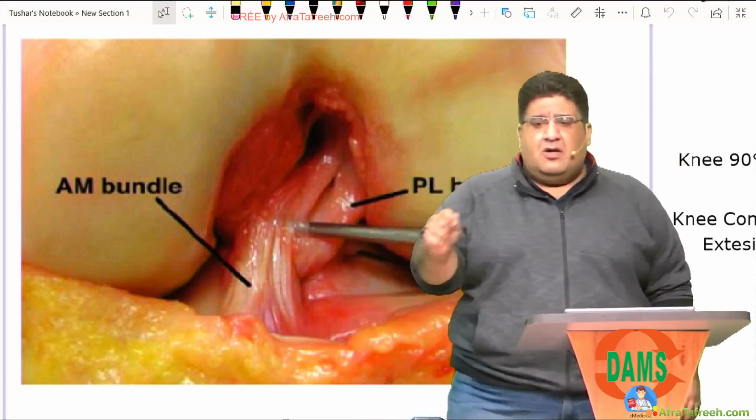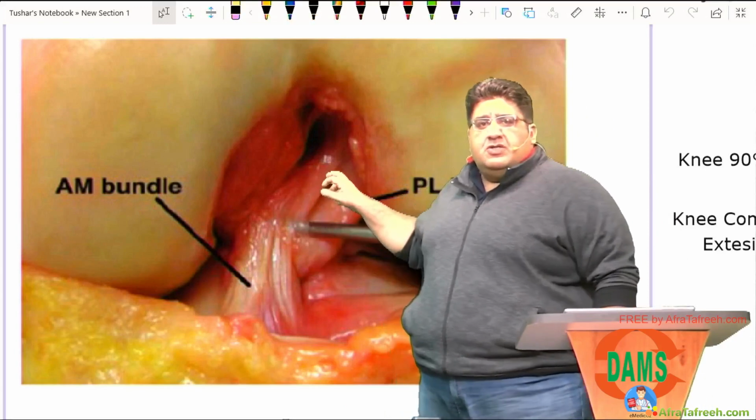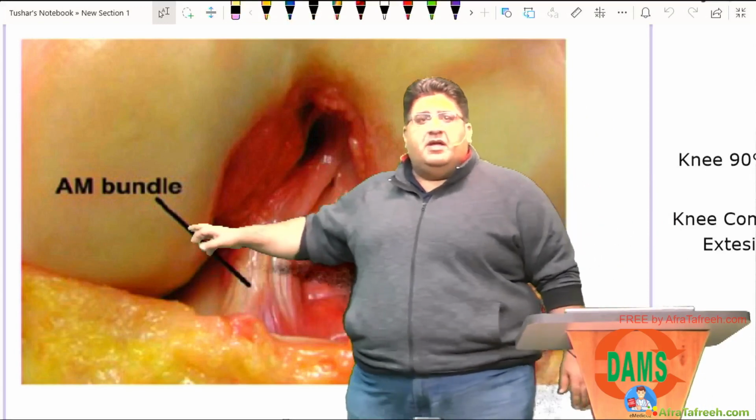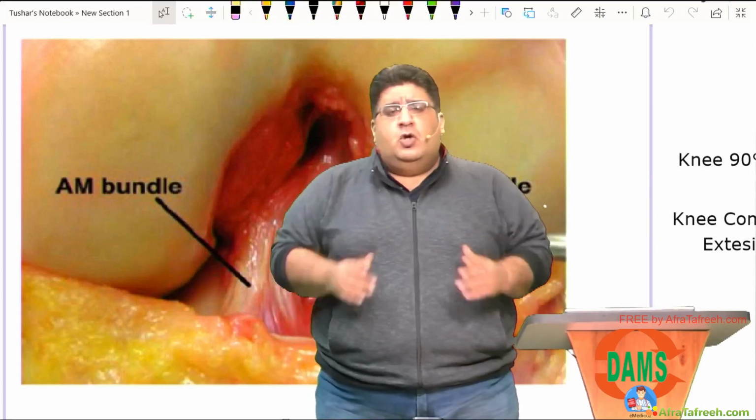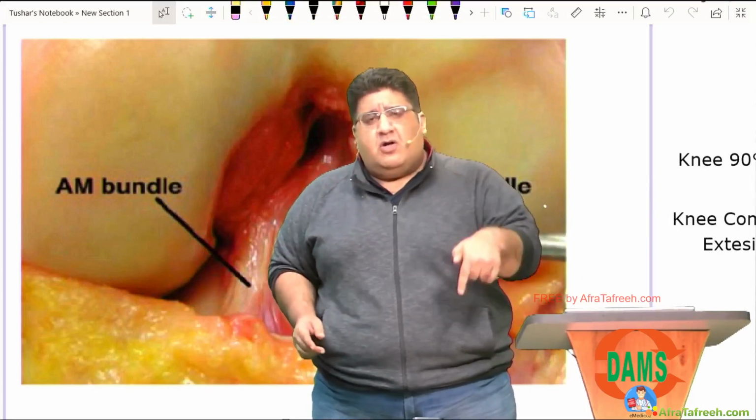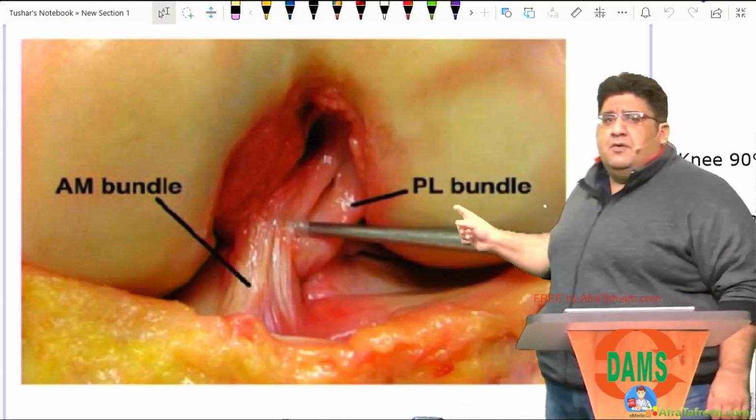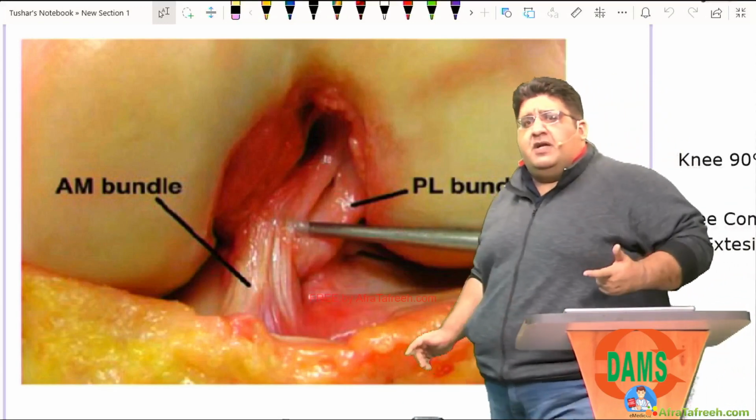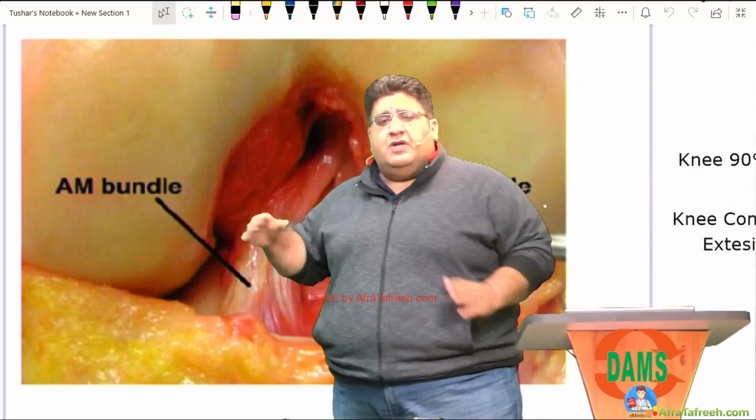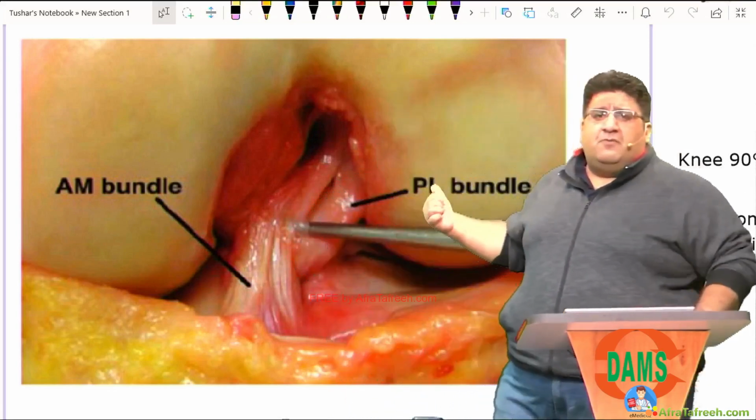And then he categorically mentioned that when your knee is in 90-degree flexion, this job of ACL is performed by the AM bundle. That means when your knee is in 90-degree flexion, AM is the chief bundle, the taut bundle, the working bundle, the major bundle, and PL is the relaxed bundle. So when the knee is in 90-degree flexion, the job of ACL is not performed by the entire ACL, but by the AM bundle. When your knee is in complete extension, the job is not performed by the entire ACL, it is performed by the PL bundle.